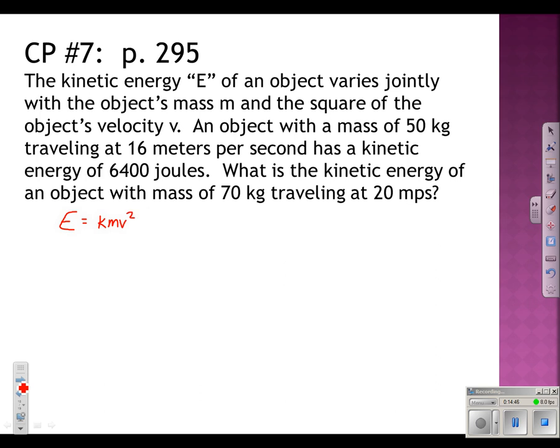Okay, that would end up looking like this. Do you see how both the m and the v squared are multiplied by our constant of variation? It's like taking two separate problems and putting them into one.